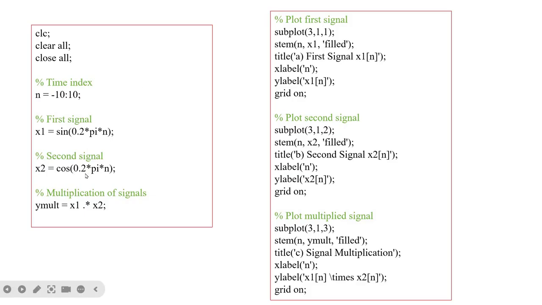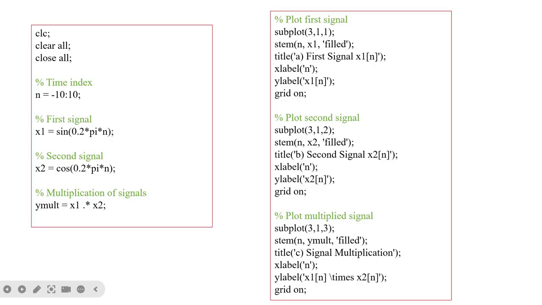That is, x2 is equal to cos of 0.2 into pi into n. So here it will compute the cosine value corresponding to each sample of n. Now the next step is multiplication of the two signals. Here we are using the operator which will perform the element by element multiplication, so each sample of x1 is multiplied by the corresponding sample of x2.